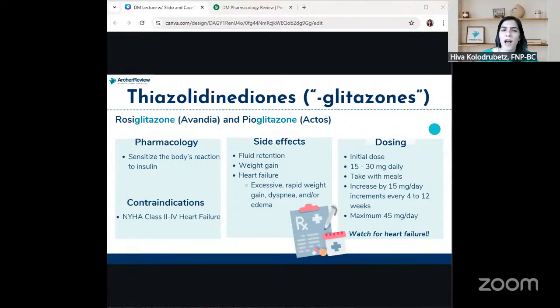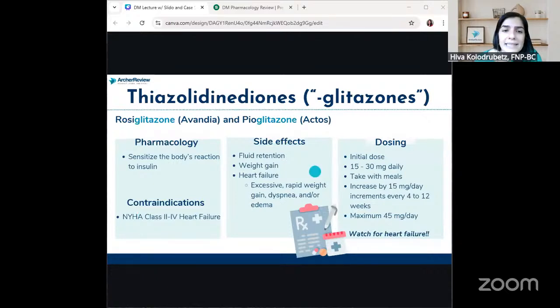All right, moving on to our TZDs. These are our drugs with the suffix glitazone. And so when you get out to practice, you'll get more comfortable with using the generic versus the brand name. You'll kind of get into your groove and your style. How does the pharmacology work? It really helps improve the insulin sensitivity.